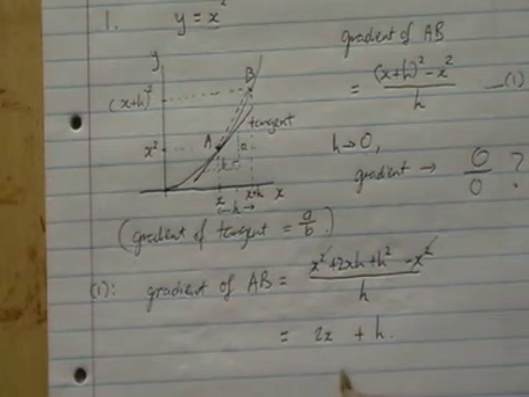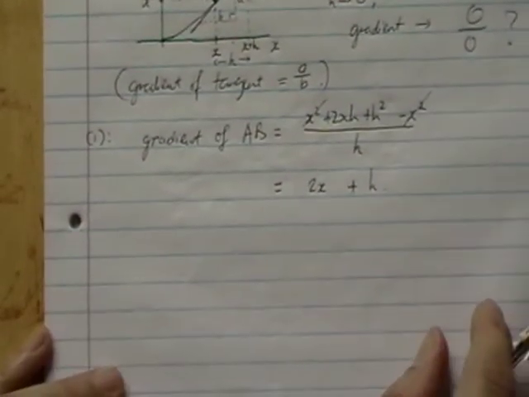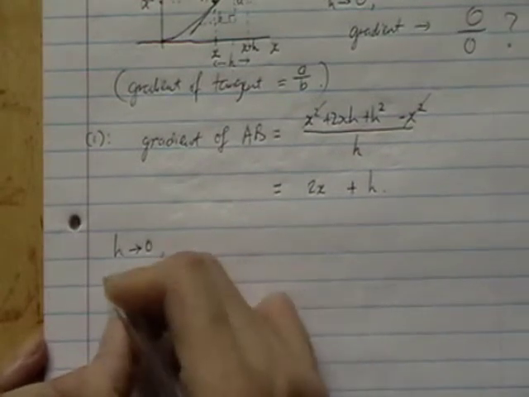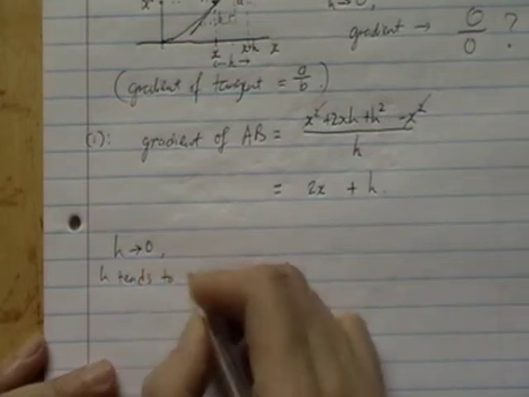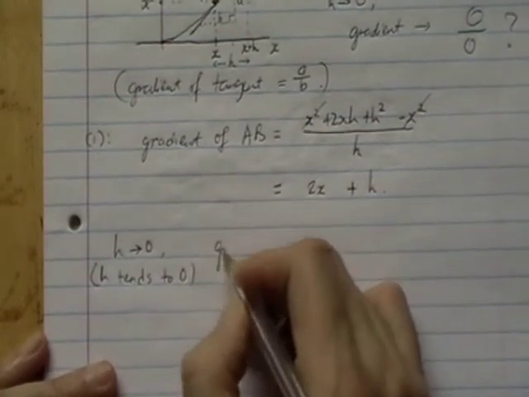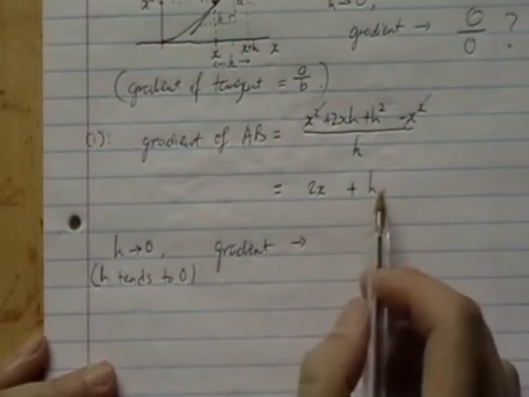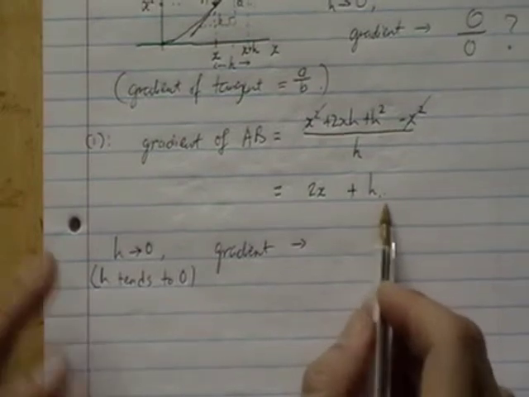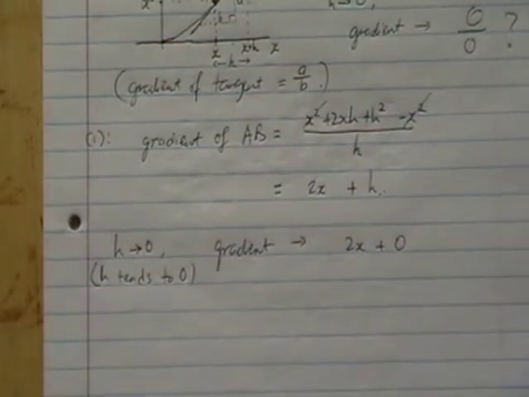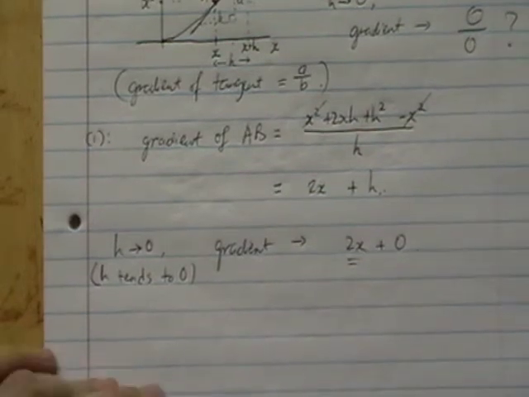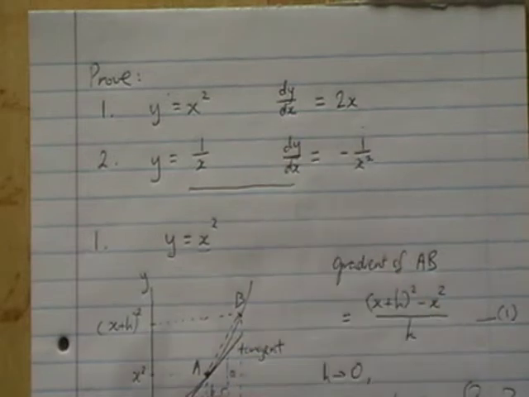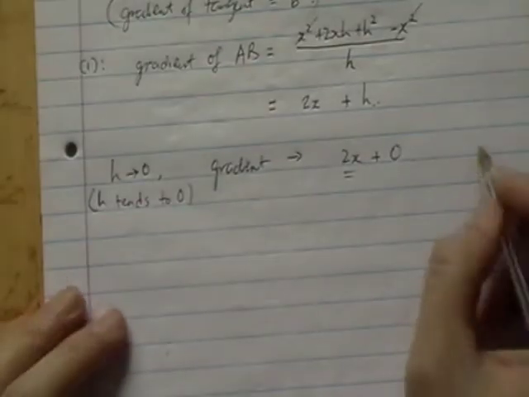Now let's think about what happens when h becomes very small. When h tends to 0, as we can describe this, that's how we would read this. When h tends to 0, this gradient, if you think about what happens when h tends to 0, h itself just becomes 0. And that's 2x. Now that is much better. And as you can see, we have actually obtained and proved this formula that we wanted to prove. So this completes the proof, really.